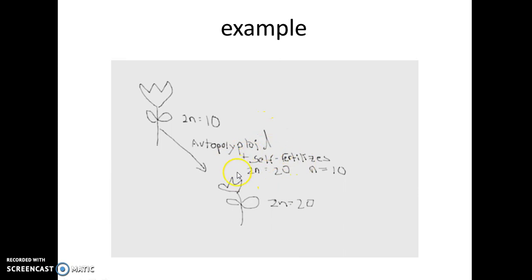So the new diploid number has doubled. It's gone from a diploid, a 2N, to a 4N, which would be a tetraploid. So now the new gametes, the haploid number, is 10, so it will self-fertilize, and you will have a whole population of 2N equals 20 plants. So you've gone from a set of plants that have 2N equals 10, now to 2N equals 20 because of polyploidy.